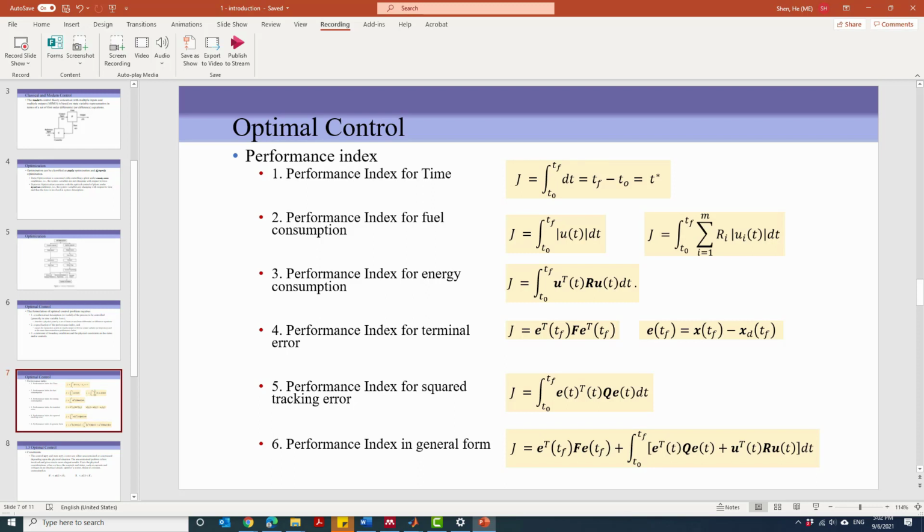And the fourth one is the performance index for terminal error, which is defined as the difference of the final state and the desired final state, xd, at time tf. The performance index for squared tracking error is defined as the integration from T0 to Tf, E transpose times Q times E, and here E is the error between the state x and a desired state of xd. A general form of a performance index can be written in this form, which is composed of the final state error, the tracking error, and also the energy consumption.